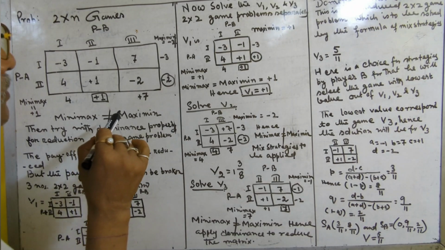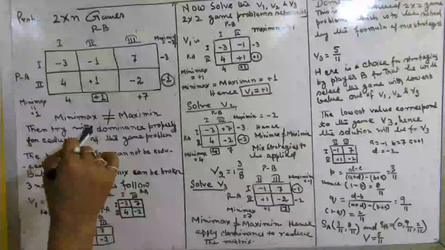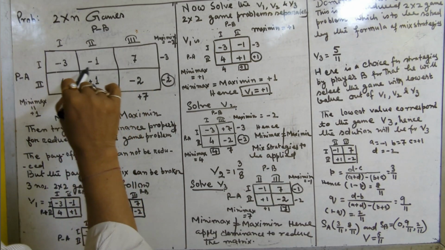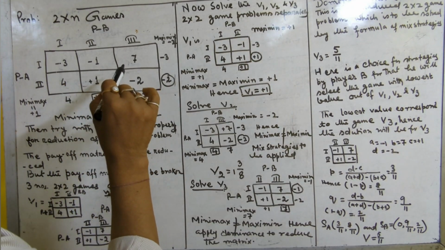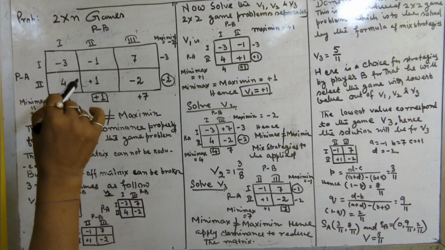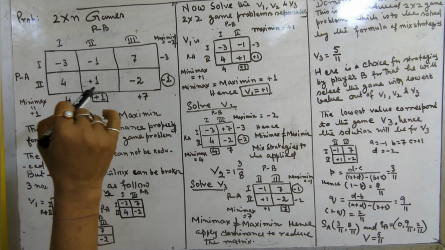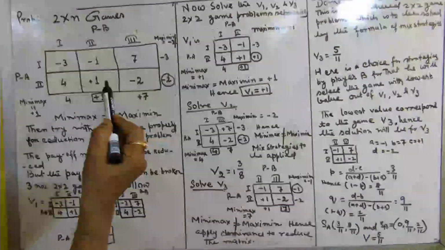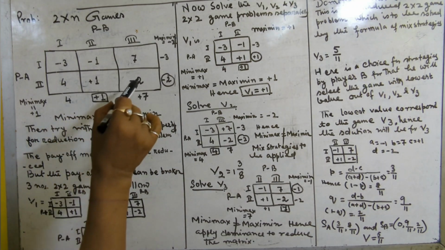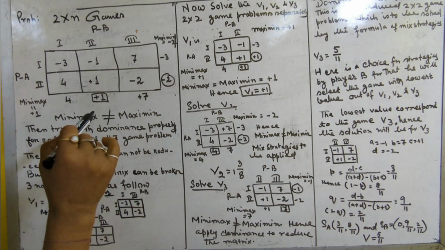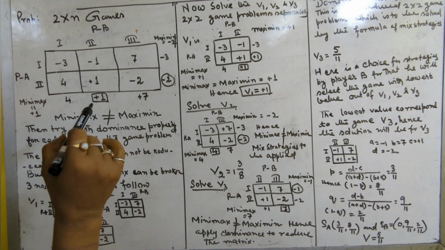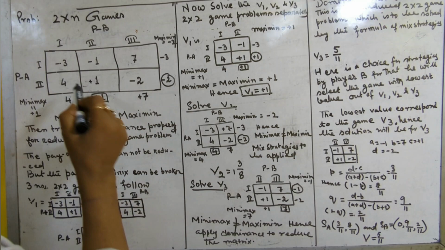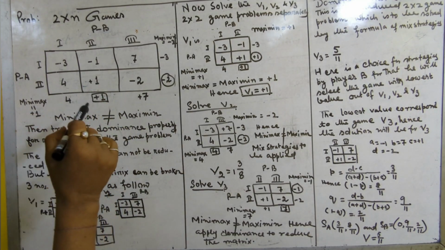When minimax is not equal to maximin, then try to reduce the matrix with the help of the dominance property. Or you can check. The dominance property cannot be used here to reduce the matrix because it is not satisfied. No column or row is dominated by any other column or row. That's why reduction is not possible. We have intentionally given this type of problem. If it is reduced, then there is no problem, you have already solved it. But in this case, it is not possible to reduce.